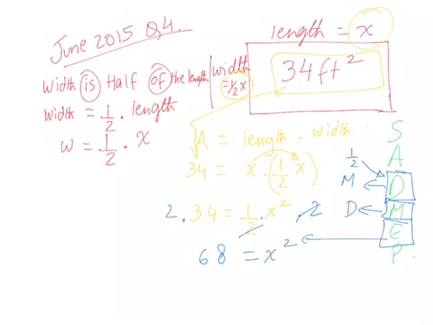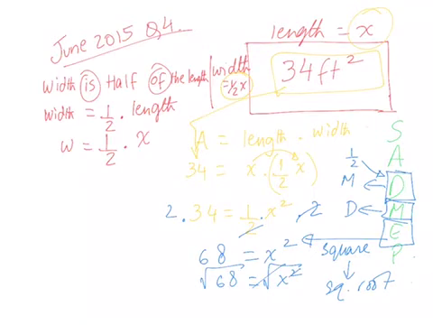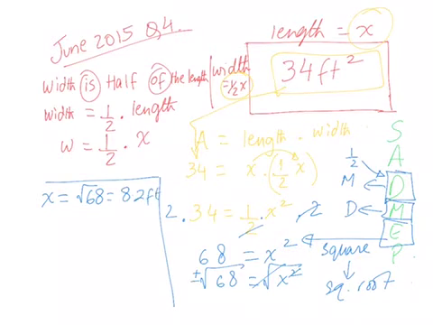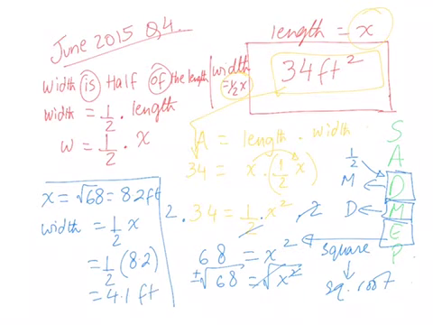And then we see this exponent. It's a square. So what's the opposite of a square? Square root. Right? So let's take the square root on both sides. So we normally put a plus minus, but because we are talking about lengths, we do not need the negative, right? So root 68 solves to 8.2 feet. But the question is asking you for the width, and we know the width is half of x. So let's solve for half of 8.2, which becomes 4.1 feet. This is our answer.